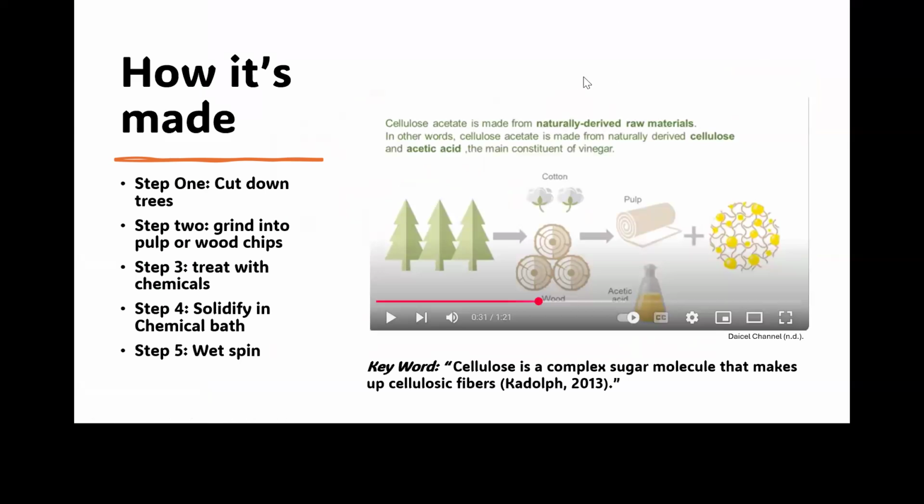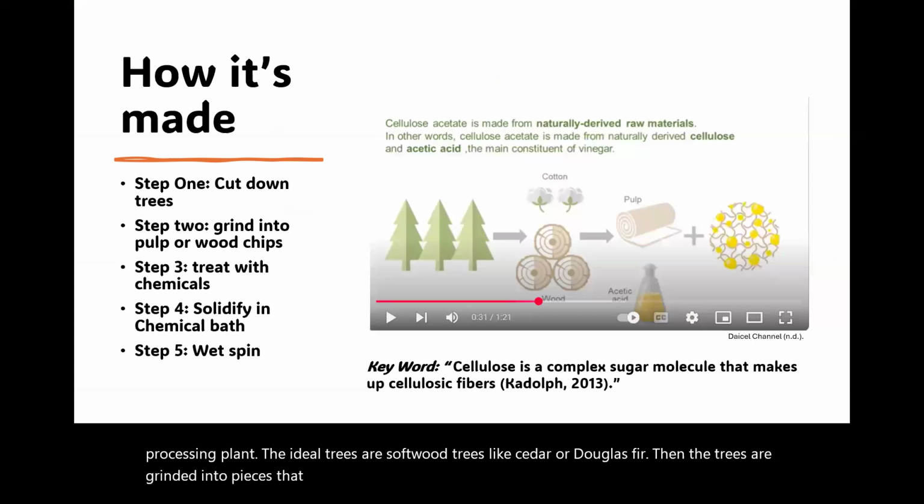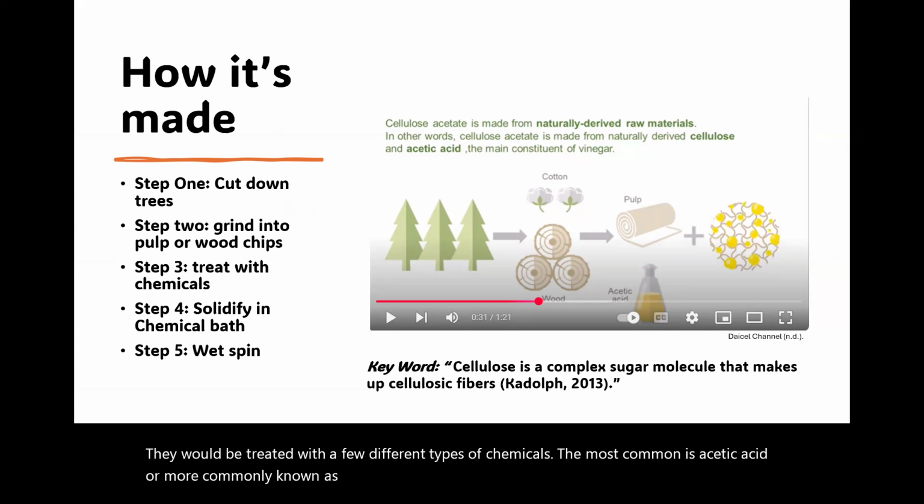Okay, how it's made. The first step is pretty simple. Cut down the trees and transport them to a processing plant. The ideal trees are softwood trees like cedar or Douglas fir. Then the trees are grinded into pieces that are about the size of playground wood chips. After that, they would be treated with a few different types of chemicals. The most common is acetic acid, or more commonly known as vinegar, acetic anhydride, sulfuric acid, and acetone.